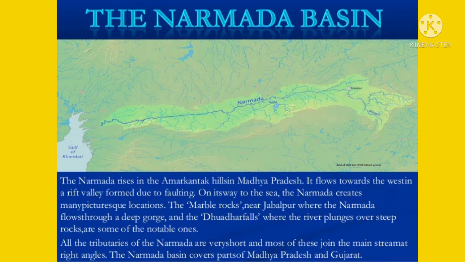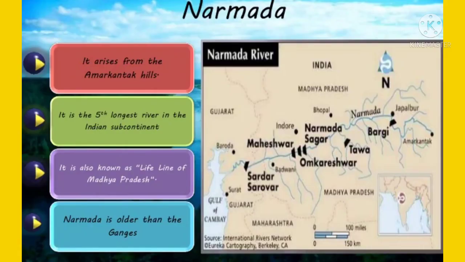After flowing a distance of about 1,312 km, it meets the Arabian Sea south of Bharuch, forming a broad 27 km long estuary. Its catchment area is about 98,796 square kilometers. The Sardar Sarovar project has been constructed on this river.